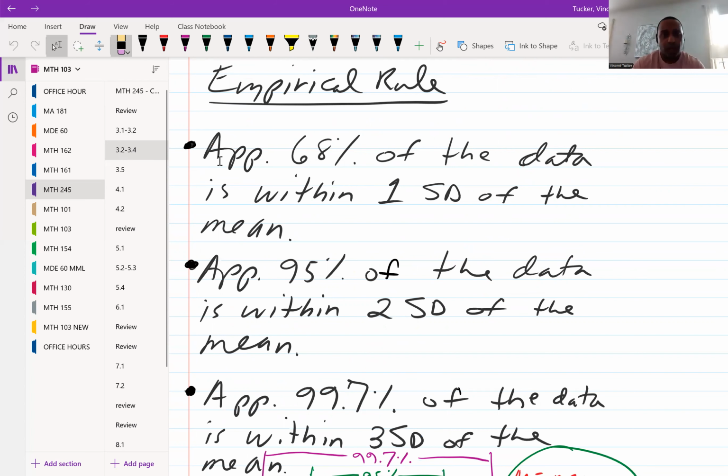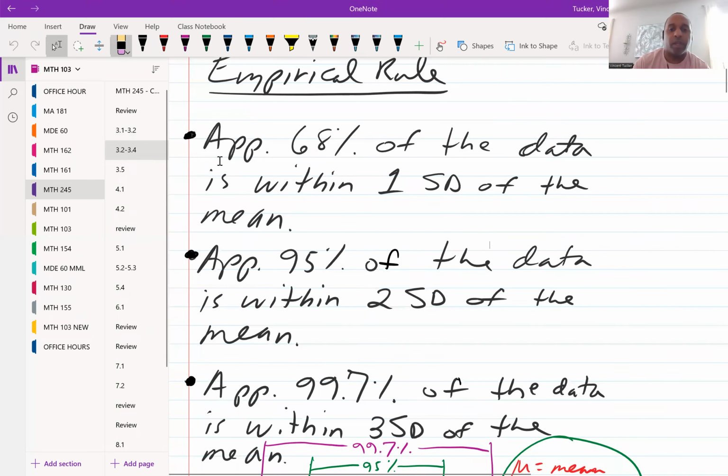So the empirical rule says that 68% of the data is within one standard deviation, SD is standard deviation, of the mean. Then it says approximately 95% of the data is within two standard deviations of the mean. Then approximately 99.7% of the data is within three standard deviations of the mean. So I'll give you a chance to go ahead and write that down. But we have a diagram that actually displays these three statements.